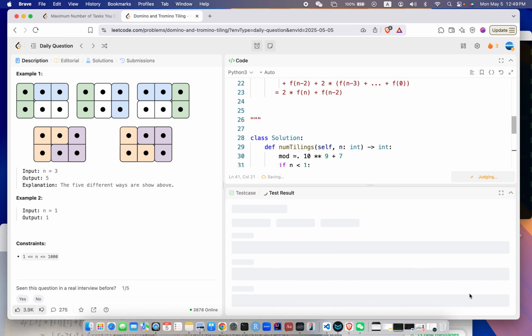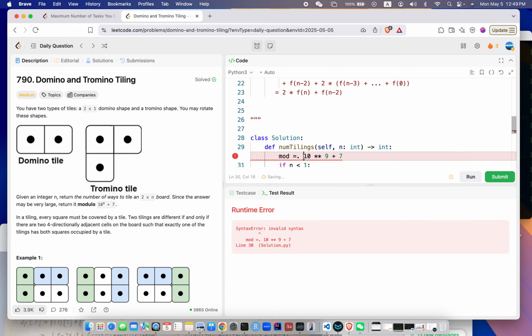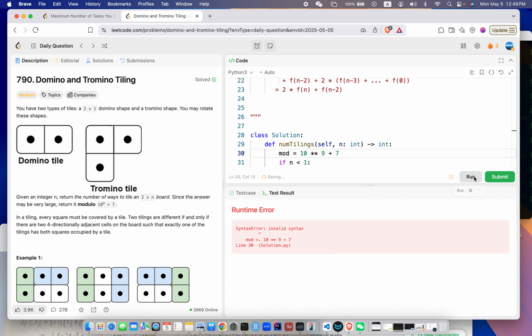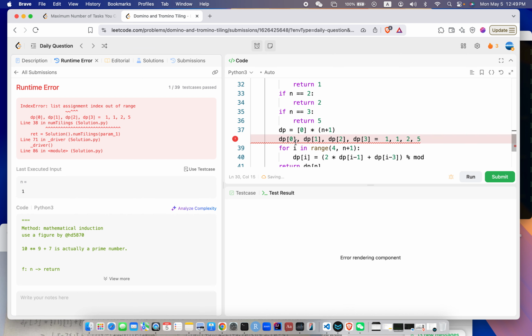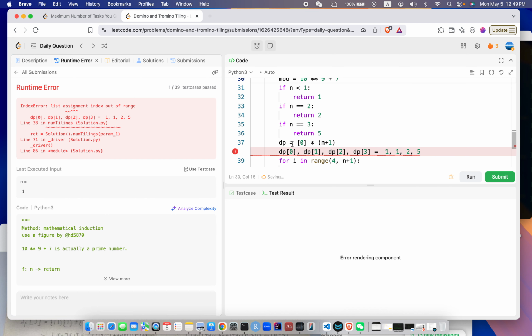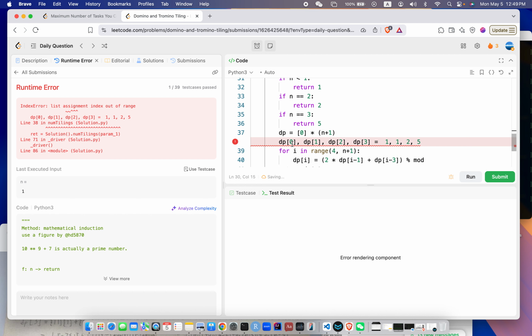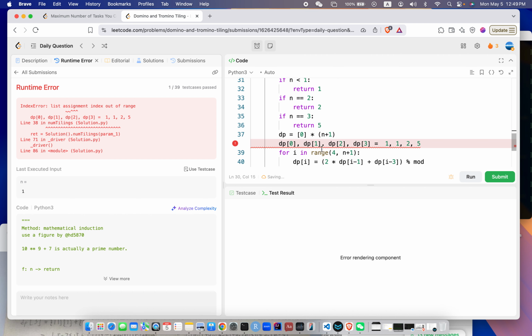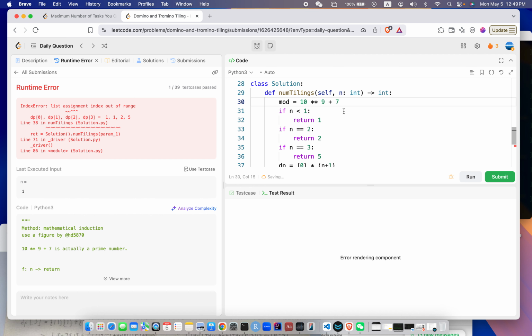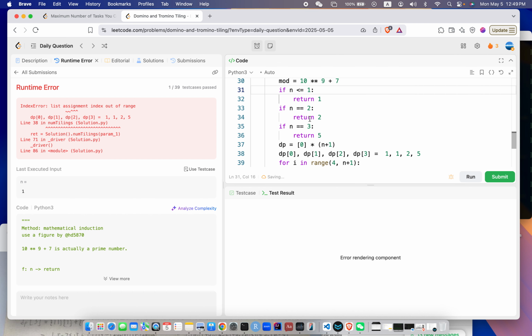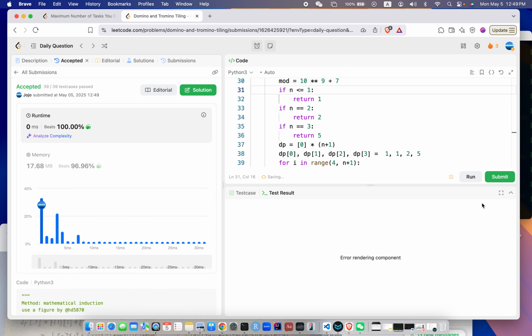Now let's run it. So here, the module, just delete this part. Let me directly submit. List assignment index out of bounds. Let's see. I guess this is due to the case here, and less than or equal to 1. Yeah, I guess we should include the case for 1. Now let's submit that. Yeah, it passes all the cases.